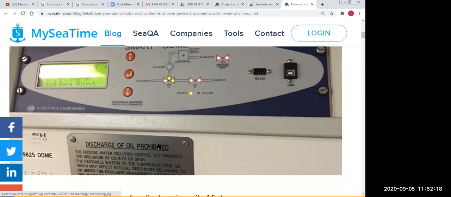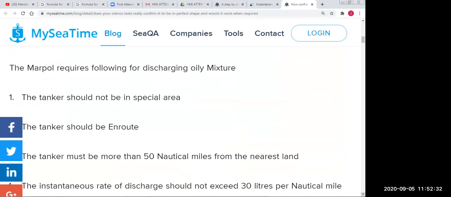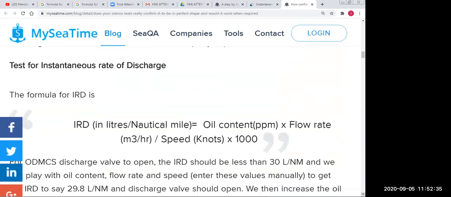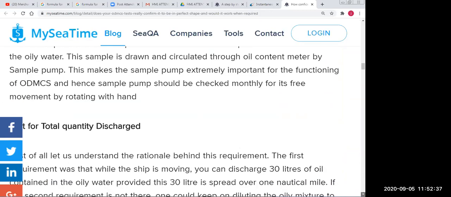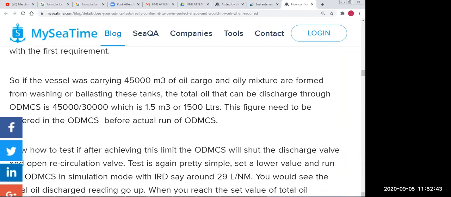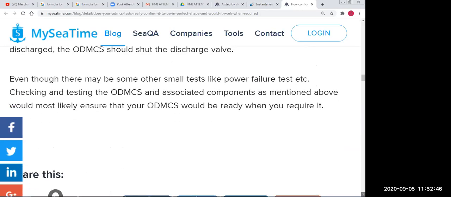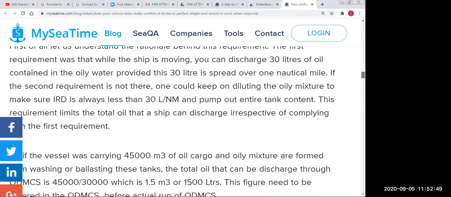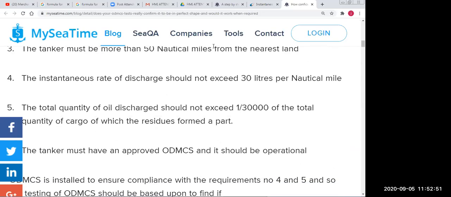There is also a requirement that the overboard discharge valve should always be locked, with a notice written that it should not be opened without the chief officer's permission. So for testing ODME, the procedure is all the same. The only difference is that instead of an oily water sample, we put a fresh water sample, and instead of auto mode, we manually put figures exceeding 30 liters per nautical mile to stop the operation of overboard discharge.